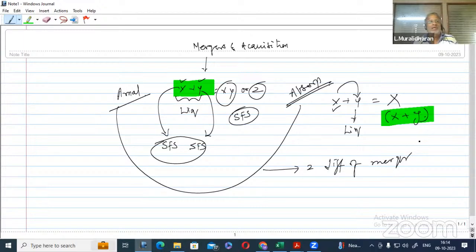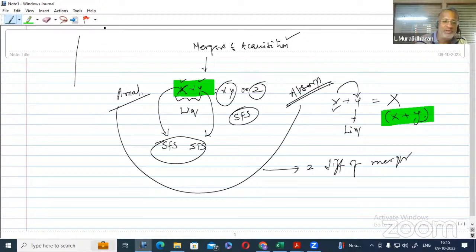Amalgamation and absorption are two different forms of merger. In the case of amalgamation, both X and Y will get liquidated. In the case of absorption, only Y will get liquidated and X will continue to be there. But in essence, amalgamation and absorption are merger only. Many are under the impression that acquisition is absorption and that amalgamation is merger, which is a misnomer. People just get misguided. Amalgamation and absorption are two different forms of merger only.